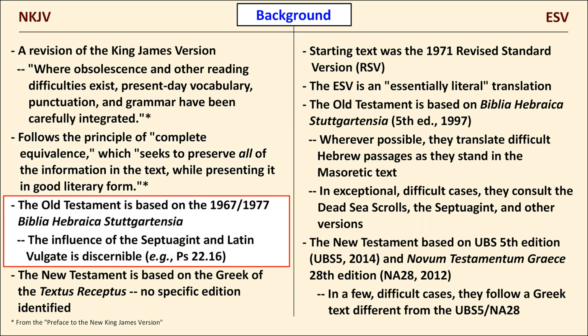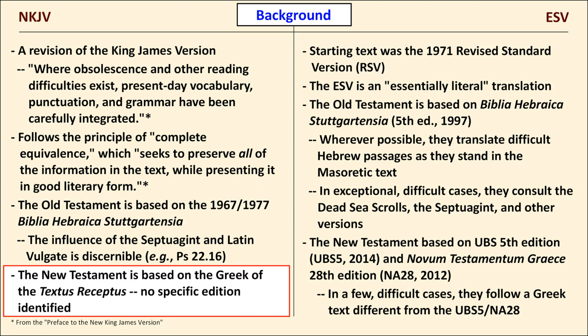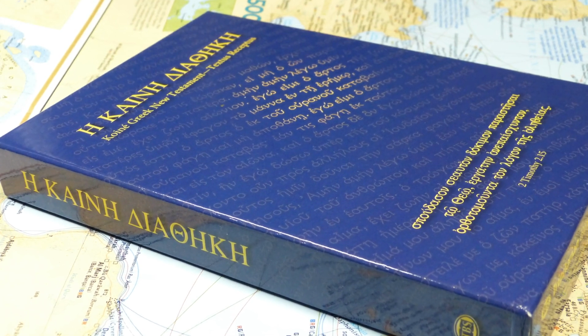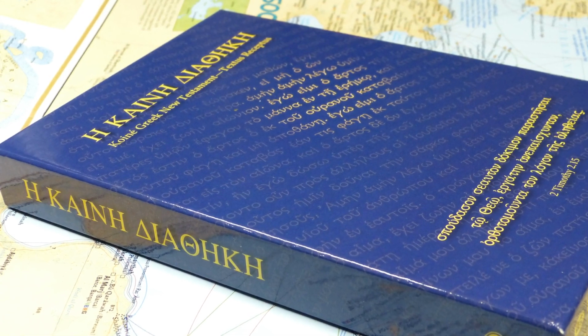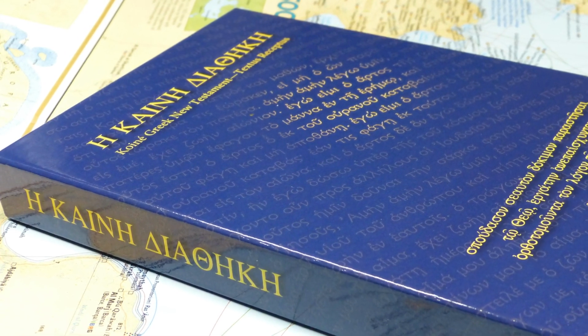The Old Testament source text is the 1967-77 Biblia Hebraica Stuttgartensia, though the influence of ancient versions is sometimes detectable. The New Testament is based on the Textus Receptus, but no particular edition is identified. I assume they use Scribner's 19th century edition.